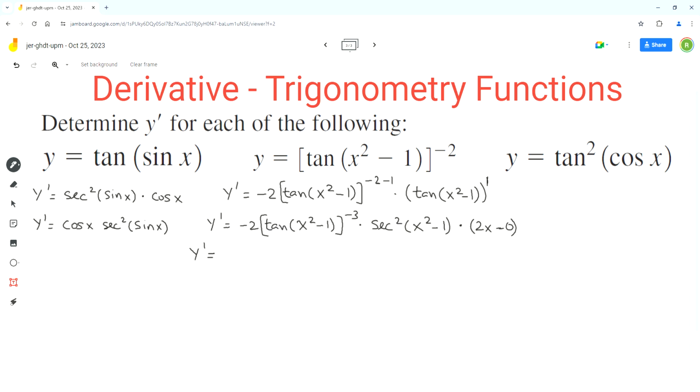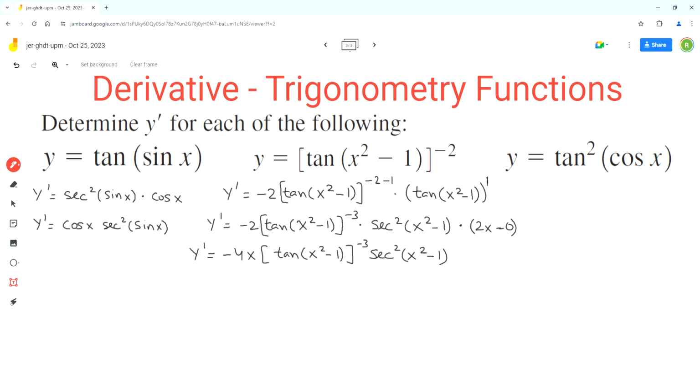Now we can simplify this expression. Now in the last parentheses, 2x minus 0 is 2x, and we can multiply 2x by the -2 at the front, and that will make the whole term negative. So we get, so this should be the final answer for the derivative of this second function. So now we can analyze this third function.